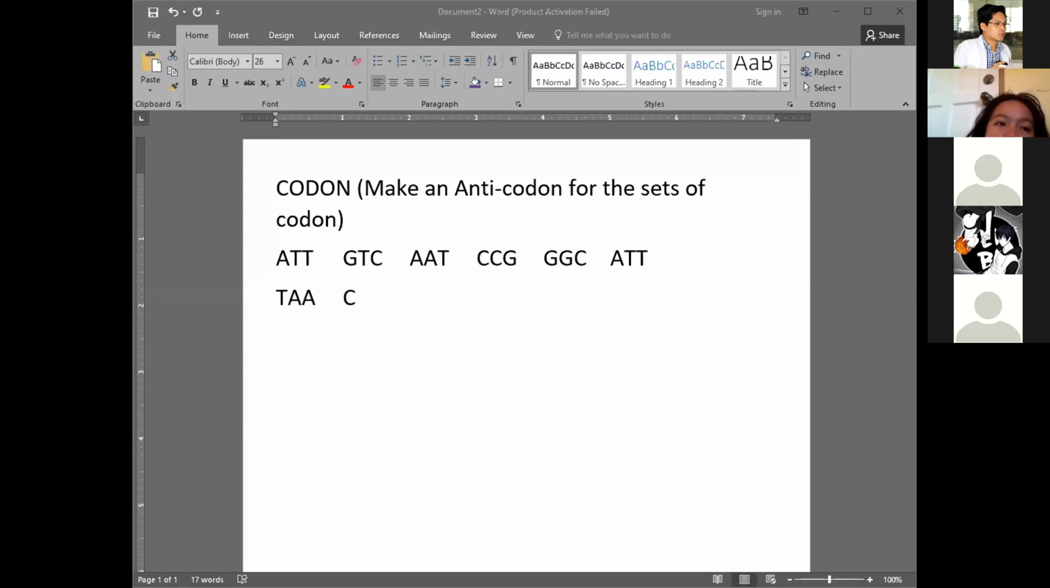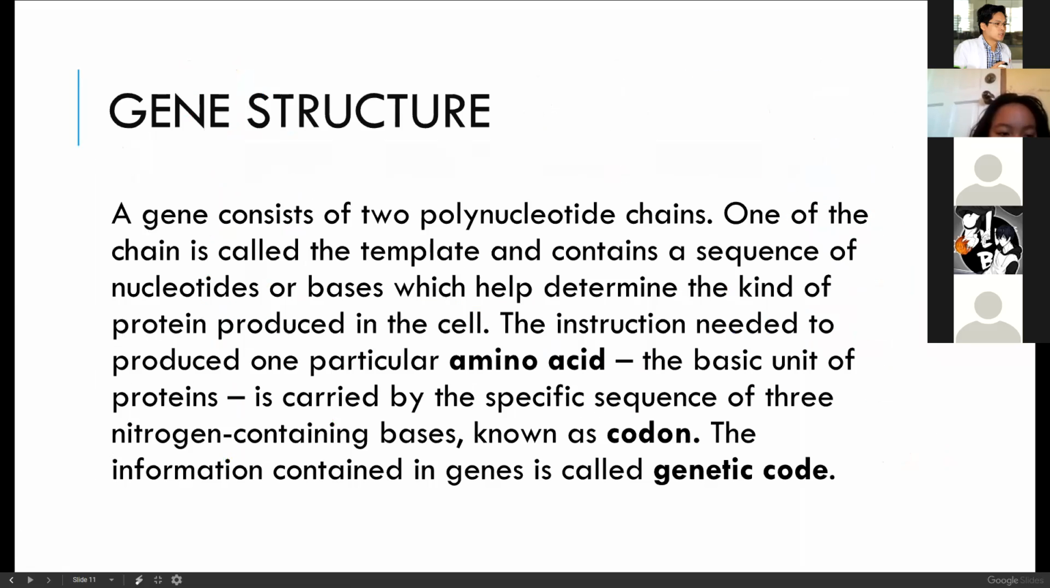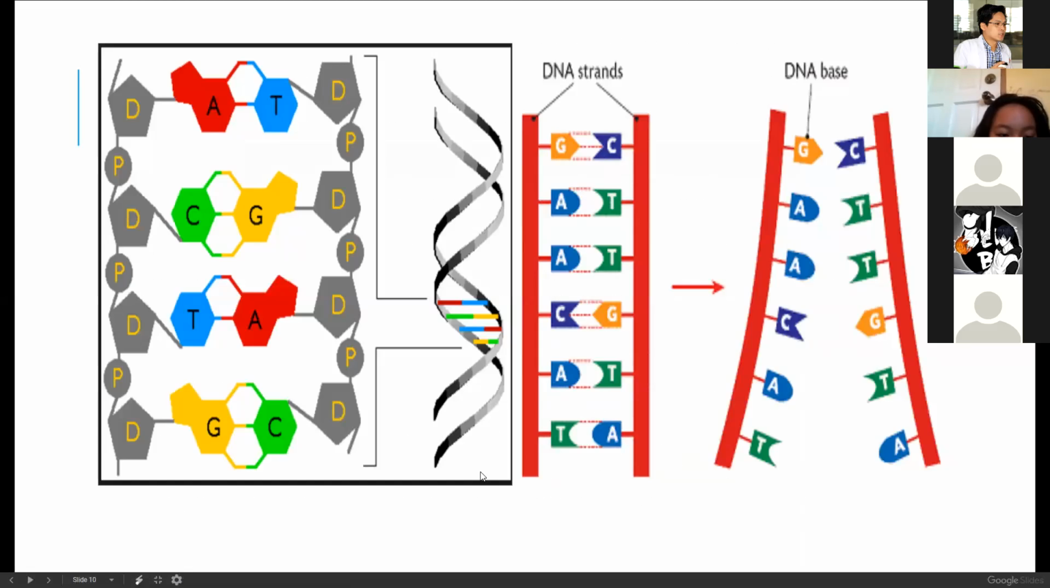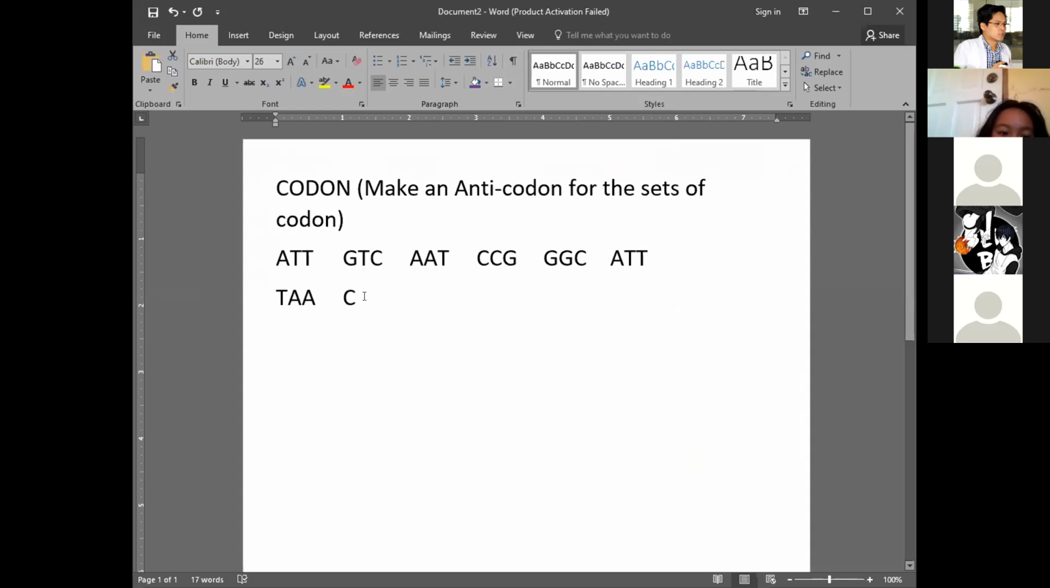You can look at the PowerPoint. Cytosine is to guanine, or guanine is to cytosine. Adenine is to thymine. Thymine is to adenine. Let's go back to the question. Guanine always pairs with cytosine, thymine is always paired with adenine, and cytosine is paired with guanine.